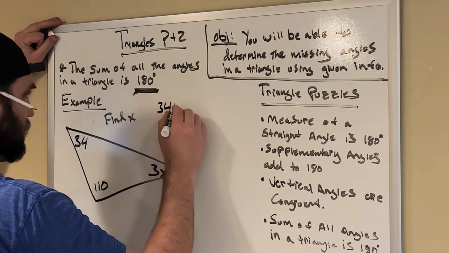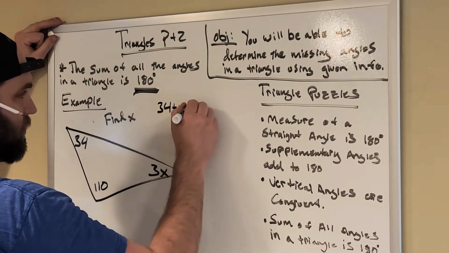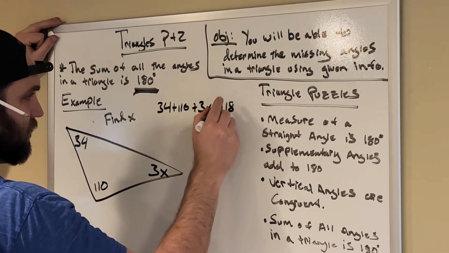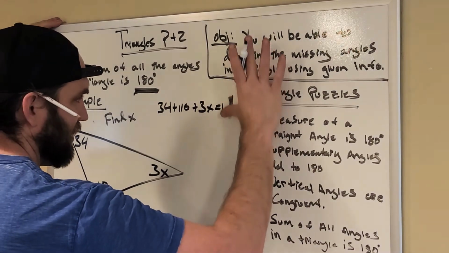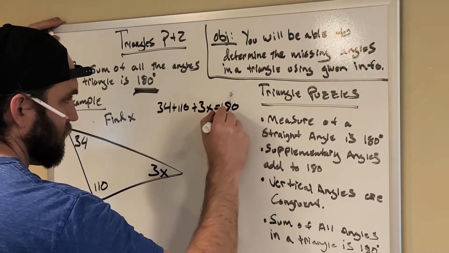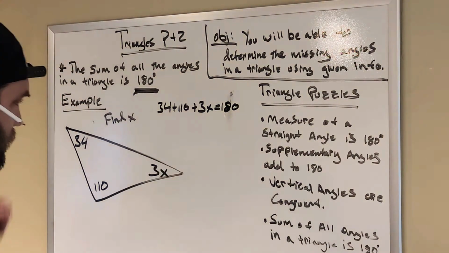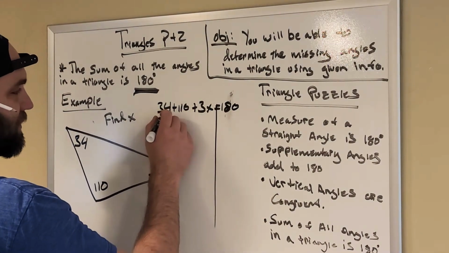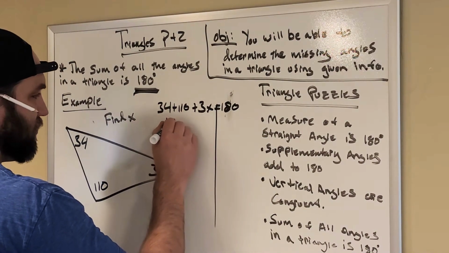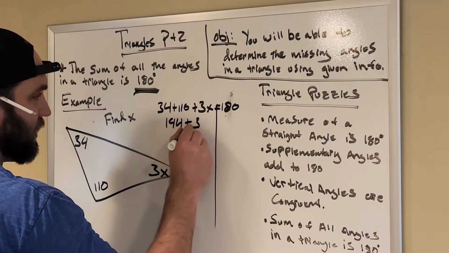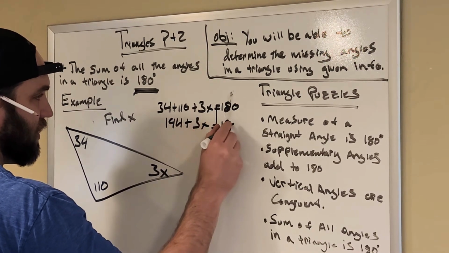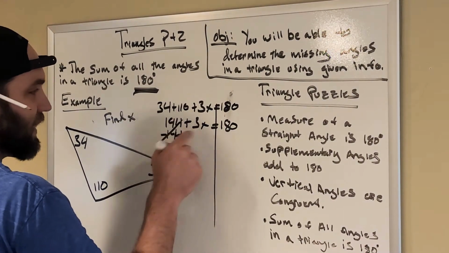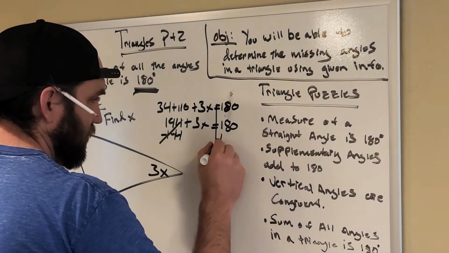34 plus 110 plus 3x equals, oh, not 118, 180. 180. All right, now I'm going to add these up, combine my like terms. So my like terms, 34 and 110, give you 144 plus 3x equals 180. And I'm going to subtract my 144 because I want to get my 3x all alone. Subtract 144.